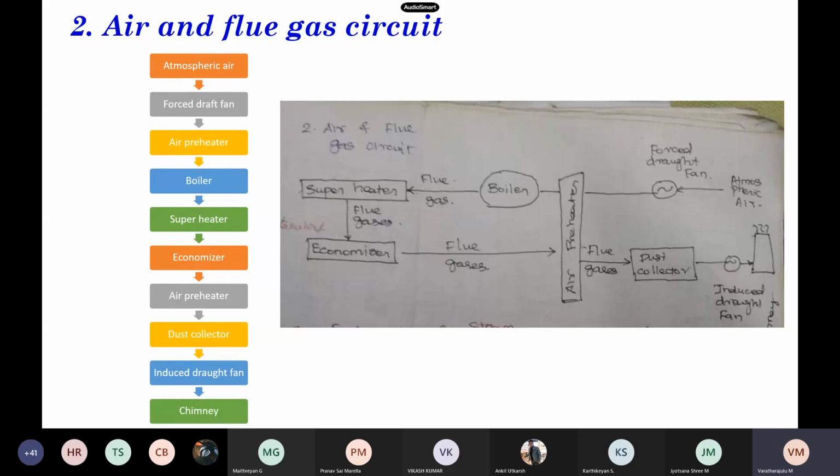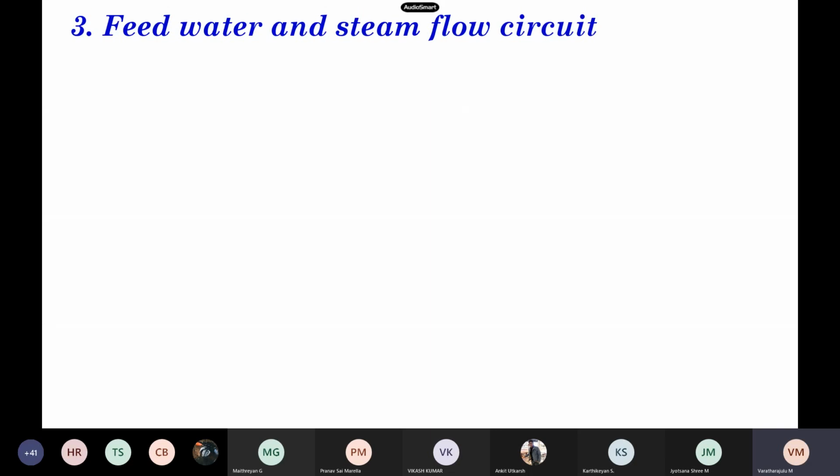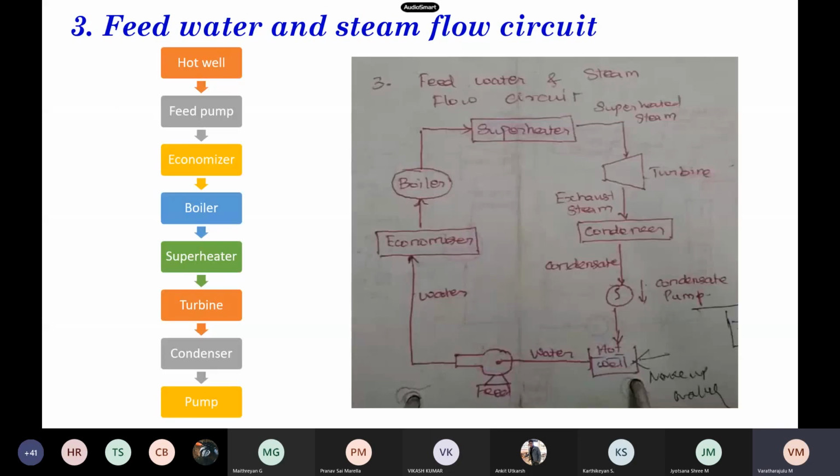And concerning the feed water and steam flow circuit, we have to start from this point. We have the well. From the well, the water is fed to the economizer through the feed pump, and in the economizer it is preheated, and then it is sent to the boiler. From the boiler we get the steam, with low pressure and low temperature. It is elevated to high pressure and high temperature superheated steam through the superheater, and then it is sent to the turbine.